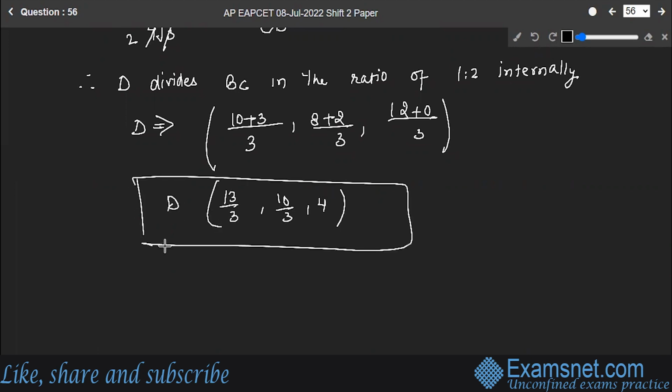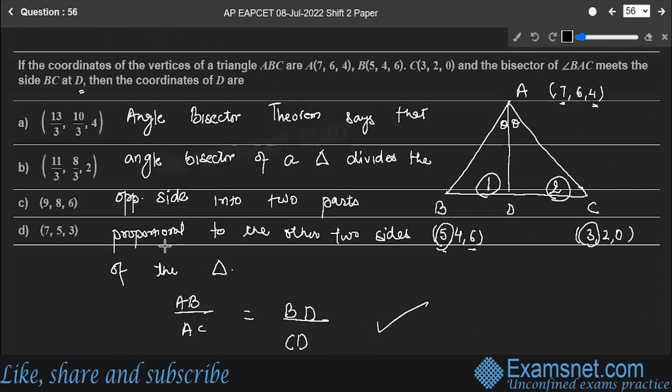Now let's check with the options. What do you have in the answer? 13 by 10, 13 by 3, 10 by 3, 4. You have option A as the answer to our problem. Hope you're clear with this. Let's move to the next question, number 57.